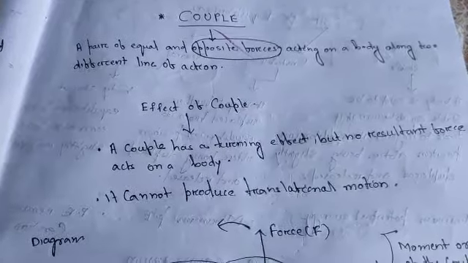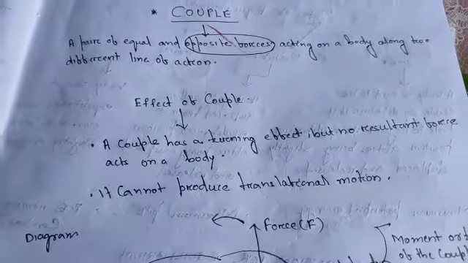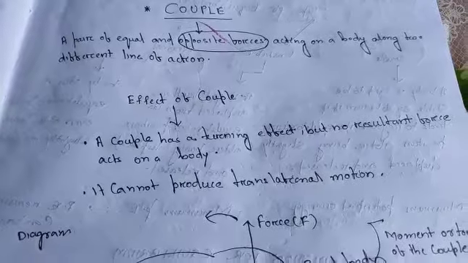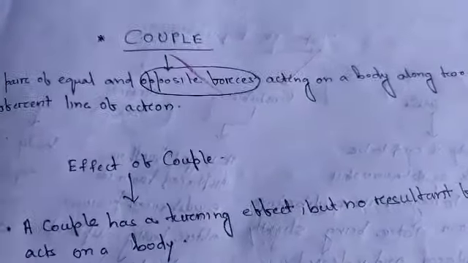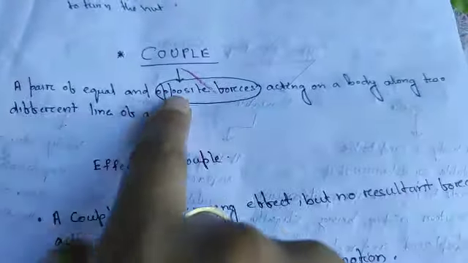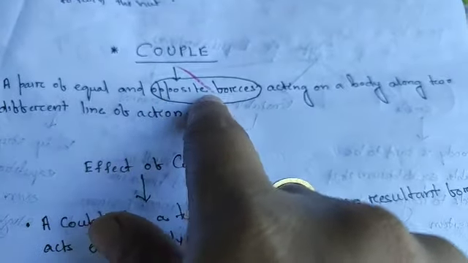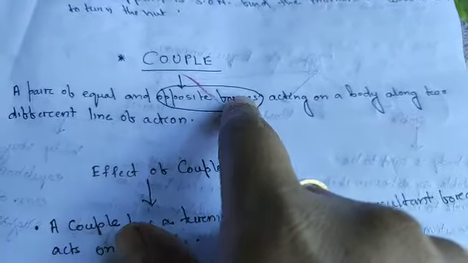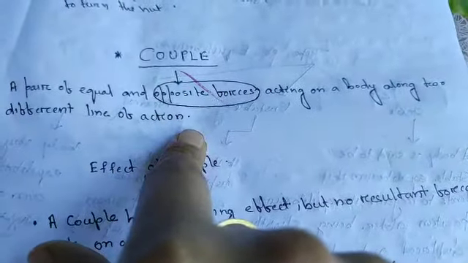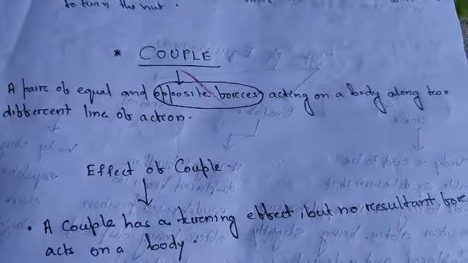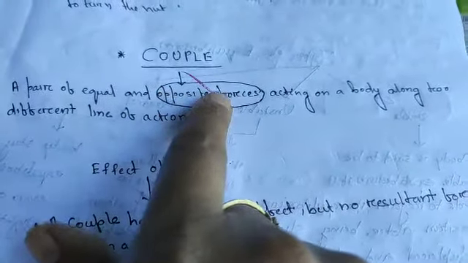Now we will start the second topic of the first chapter, that is couple. So what do you mean by couple, student? A pair of equal and opposite forces acting on a body along two different lines of action. So here you have to focus on the word opposite forces. Opposite forces means in the couple two forces are acting, but their magnitude is the same. Suppose two forces have 10 Newton magnitude, but the direction of these two forces will be different.